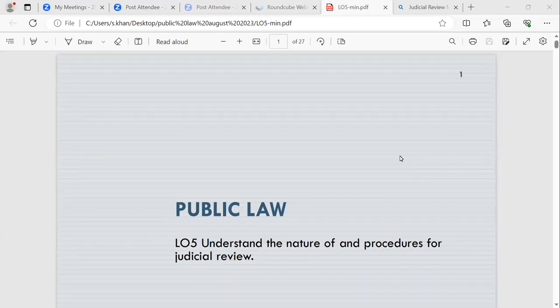Now we'll be going on to learning outcome 5, which is to understand the nature of and procedures for judicial review.